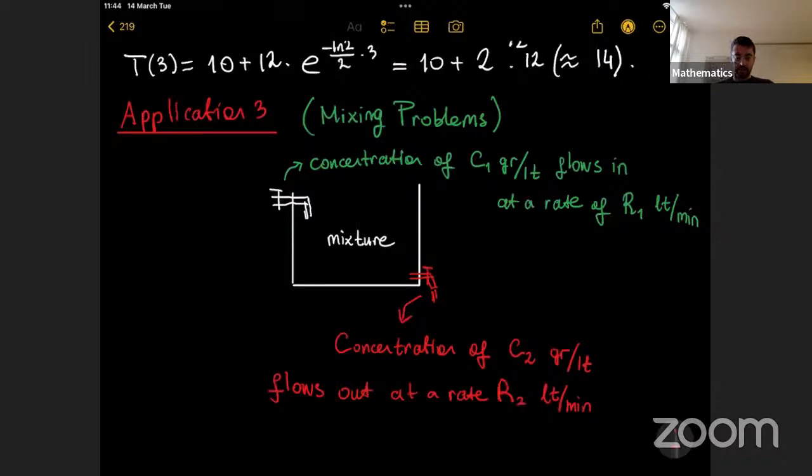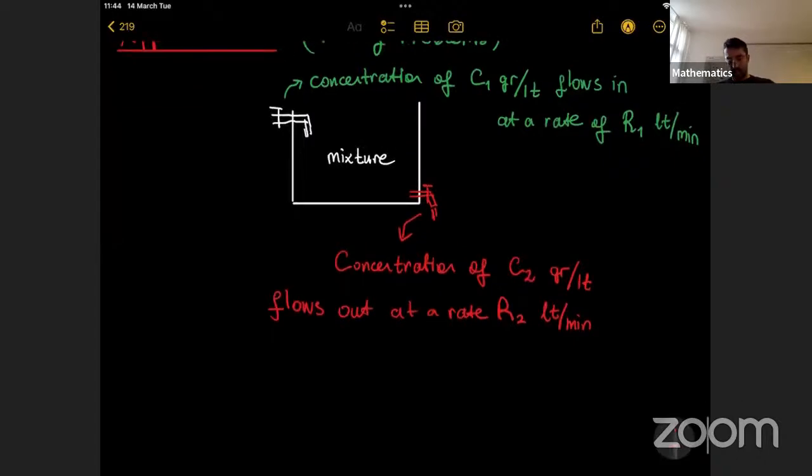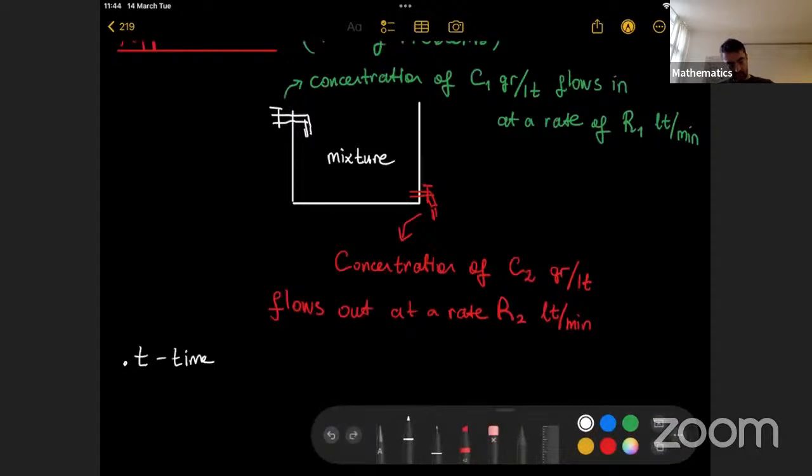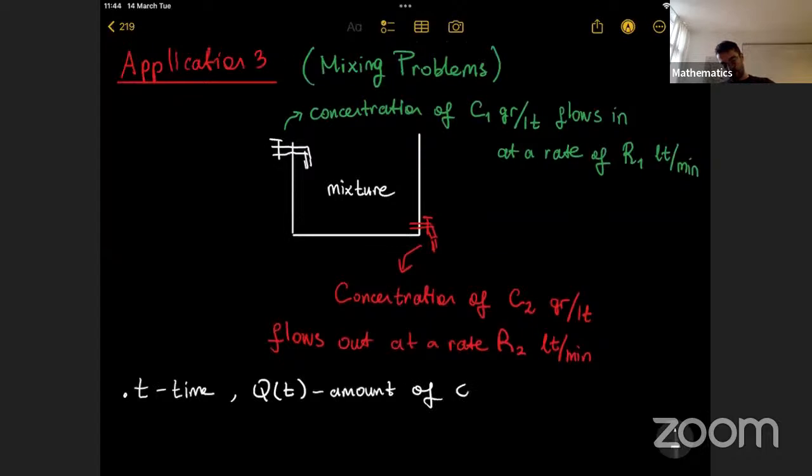And the concentration of the chemical in the fluid is given as well by C1 and C2. What we're going to find is, after a certain time, what is the quantity of the chemical inside this mixture. So here, t is time again. Q(t) is the amount of chemical in the tank, this chemical can be sugar, salt, in the tank at any time t.